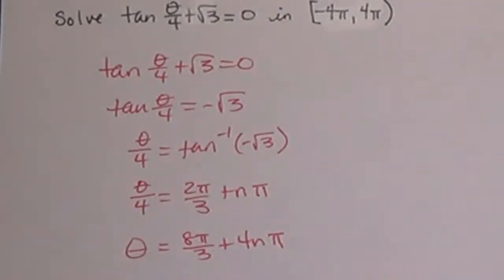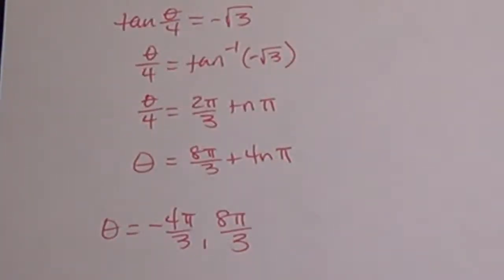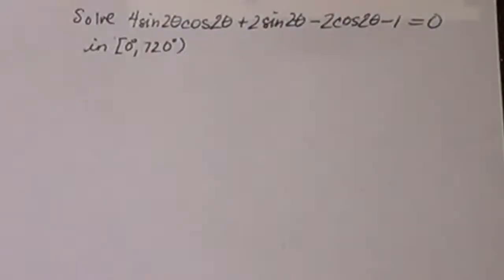Now we just want the ones within the interval from negative 4 pi to 4 pi. So evaluating values of n, we see that theta will equal 4 pi over 3, the negative of that, or 8 pi over 3. In our last example, we want to solve 4 sine of 2 theta cosine of 2 theta plus 2 sine of 2 theta minus 2 cosine of 2 theta minus 1 equaling 0.